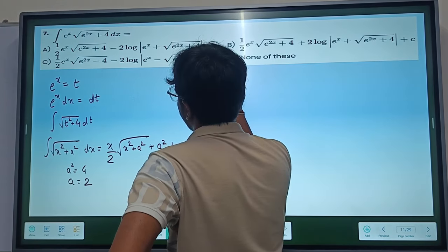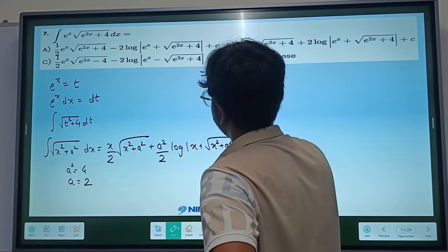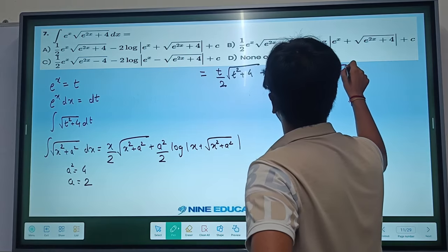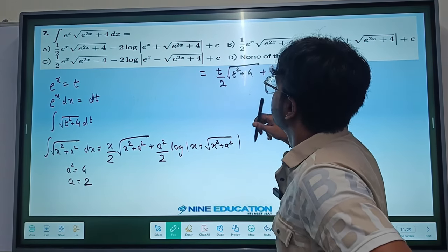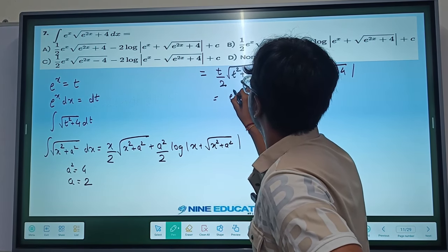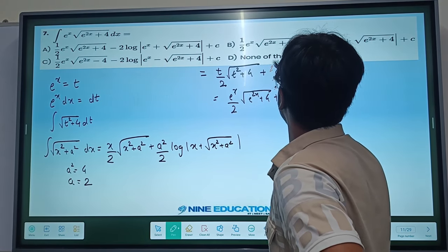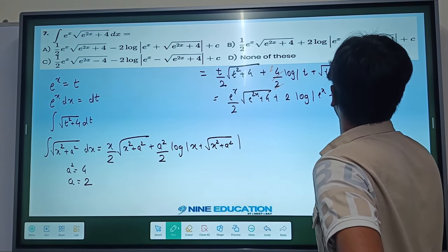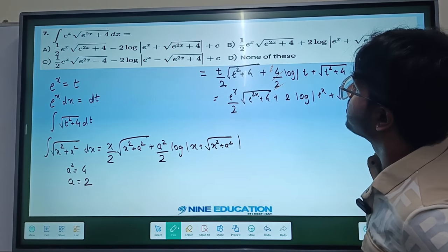I'll get (t/2)√(t² + 4) + (a², that is 4)/2 log|t + √(t² + 4)|. 2 twos are 4. And what is t? e^x. Substitute. What will I get? (e^x/2)√(e^(2x) + 4) + 2 log|e^x + √(e^(2x) + 4)| + constant c. So it is matching with our option B.